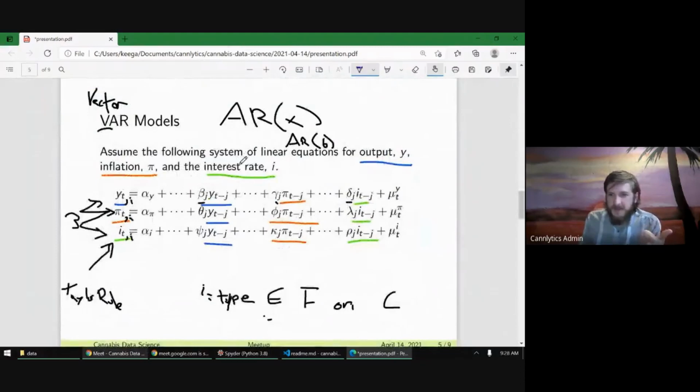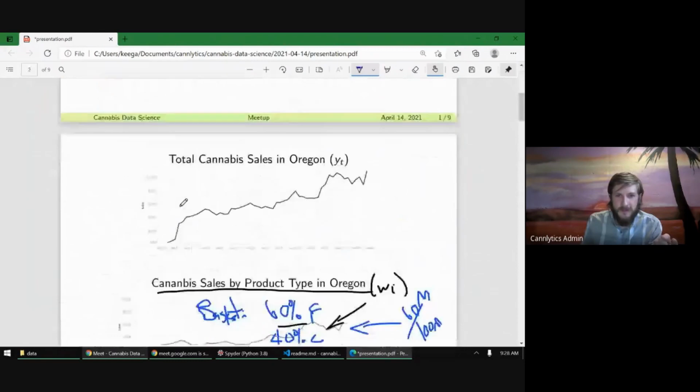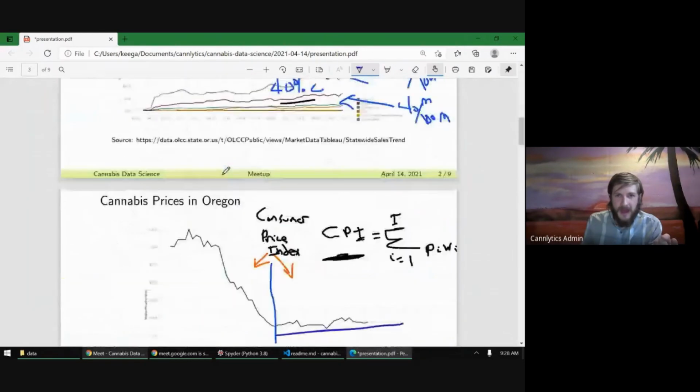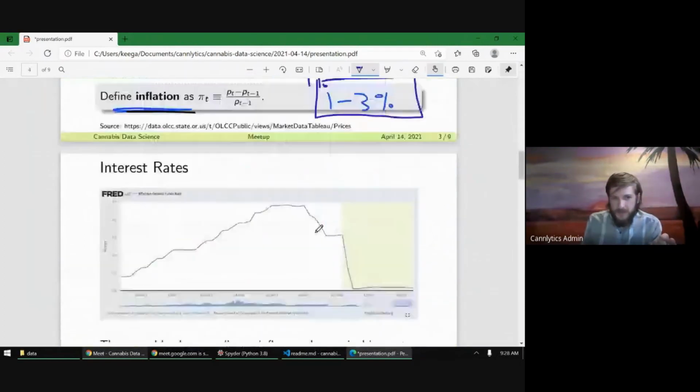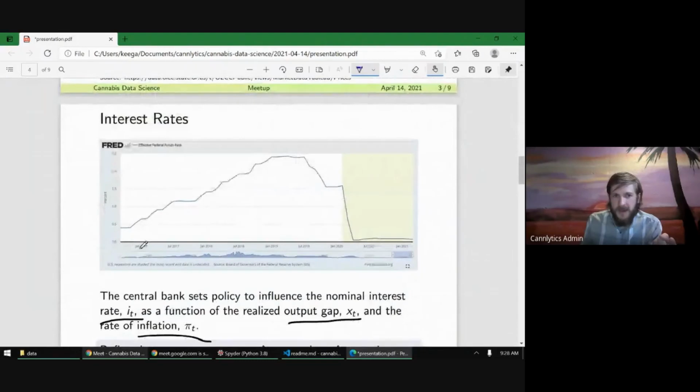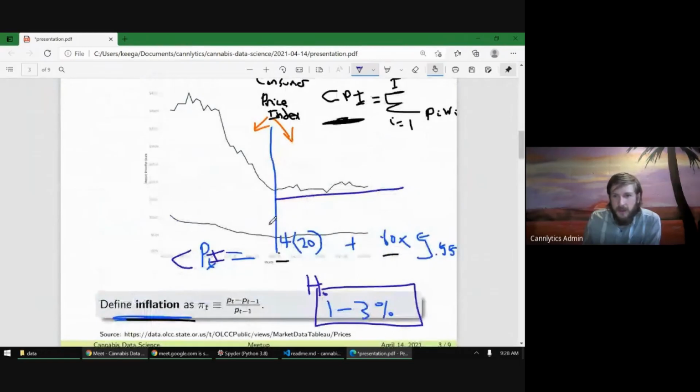Sorry for this mess. Then we'll actually estimate the VAR model using output, sales, inflation, which is a function of price, and our third variable will be the federal funds rate, which will be our proxy for the interest rate. And we're going to see how much interest rates affect output and prices in the Oregon cannabis market.